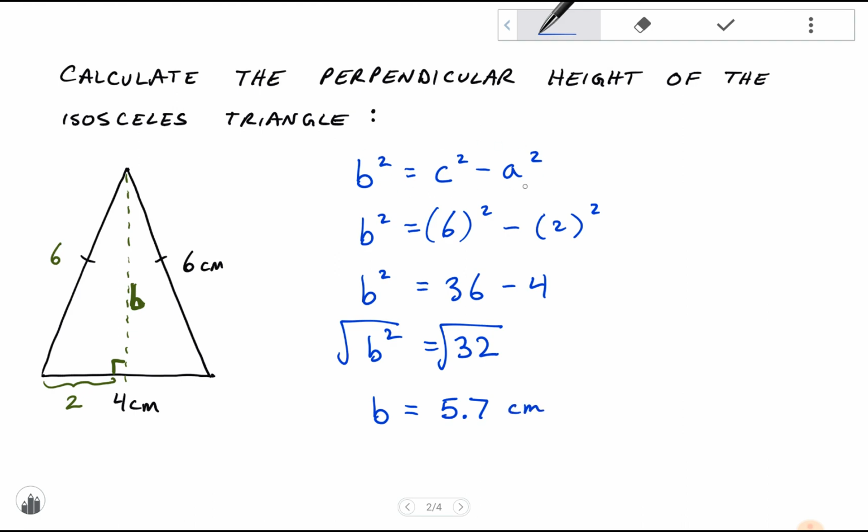So again, we rearrange the Pythagorean theorem. We put the correct value for the hypotenuse and then the other side, which gives us a formula which can solve for the unknown length.